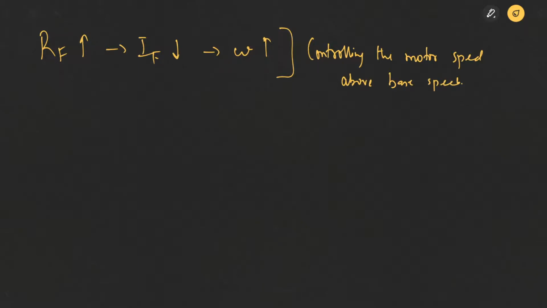Fine. So say for example a motor can operate from 0 to 200 rpm. Base speed will be 150 rpm. So why do we operate the motor using the field control strategy only for achieving speeds above base speed?